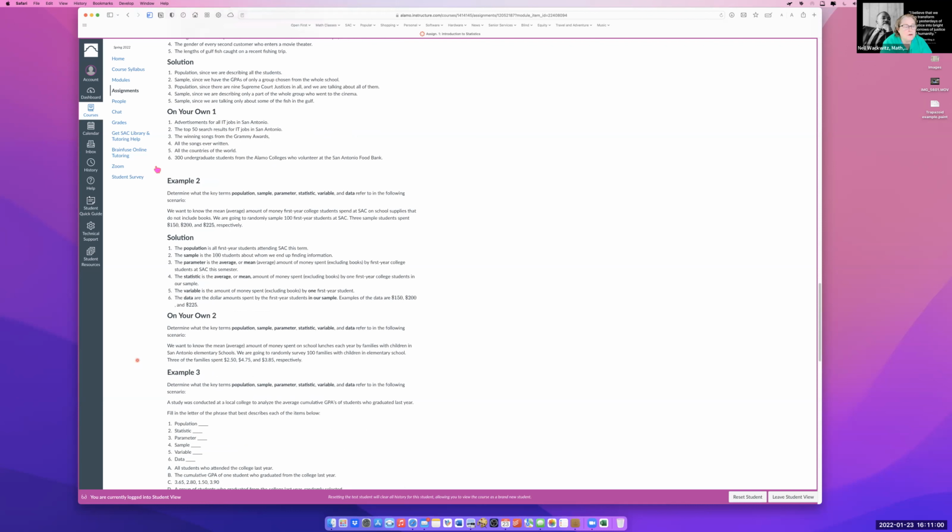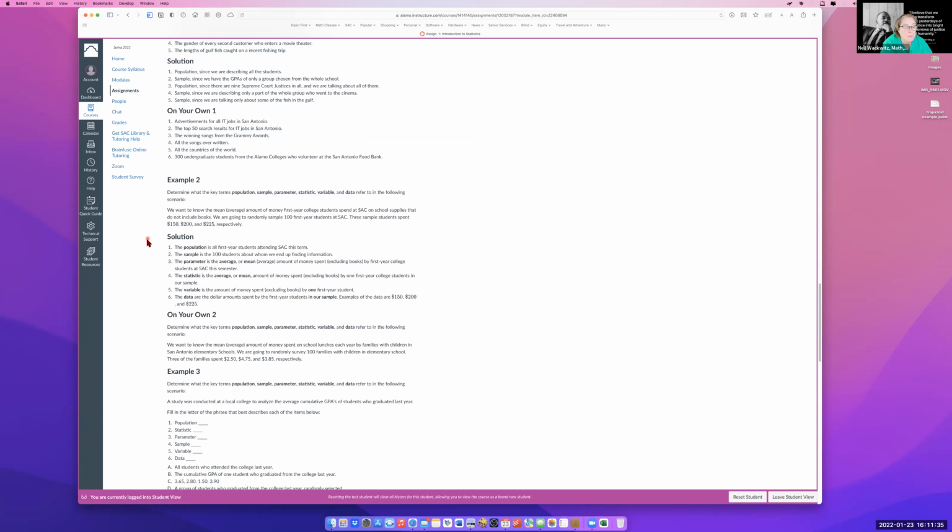Okay. So again, we're trying to see in this little blurb, what is the population, the sample, the parameter, the statistic, the variable, and the data. Okay, we want to know the mean or average amount of money first-year college students spend at SAC on school supplies that don't involve books. We're going to randomly sample 100 first-year students at SAC. 3 sample students spent $150, $200, and $225 respectively.